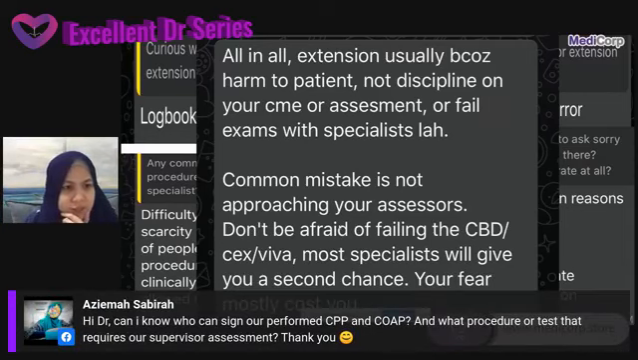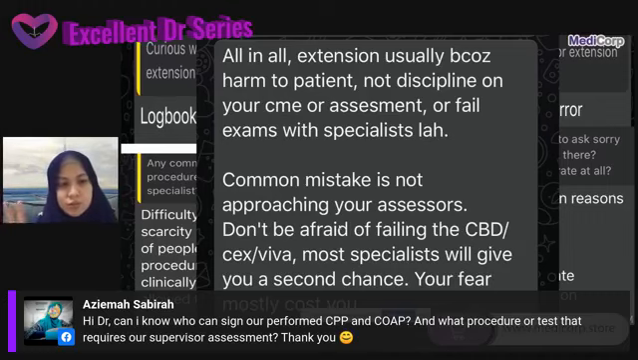Okay, Azima Sabira asks, can I know who can sign? I will perform CPP and COAP, and what procedure or test requires our supervisor's assessment. Usually, in terms of procedures, anyone who observes you doing that procedure can sign the logbook. For example, if you do blood taking, you can ask the medical officer in charge of your ward to sign the procedure for you.